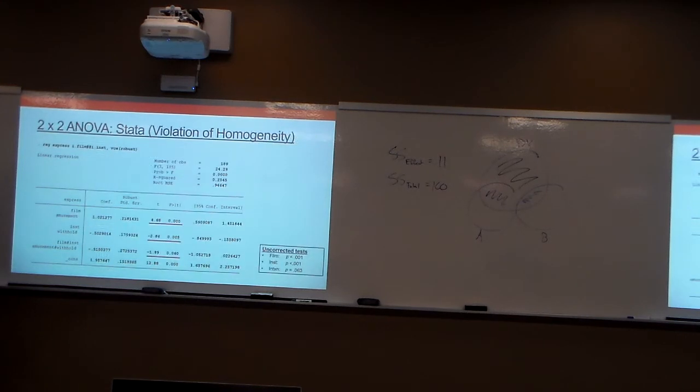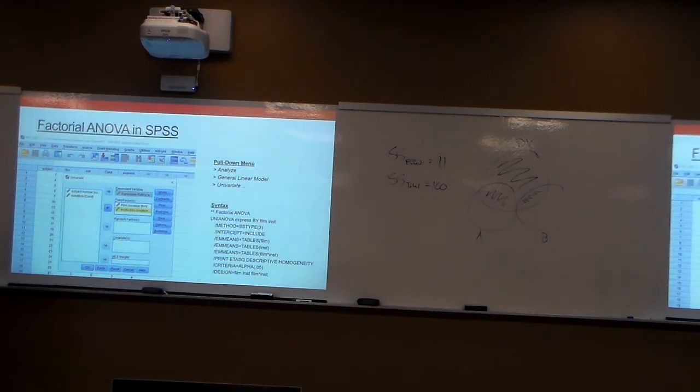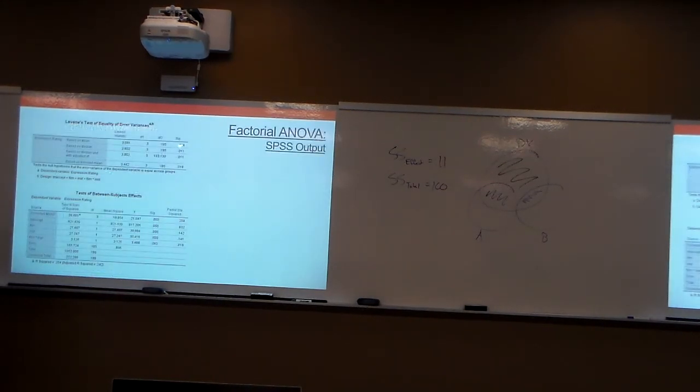Now, the one thing that you will notice is that when we went through, we had a violation of homogeneity of variance, right? So our Levene's test is significant. Now, when we have a significant Levene's test with our one-way ANOVA, Sally, what do we do? We do the robust, right? We look at our Welch's test. Do we have a Welch's test for this factorial design?